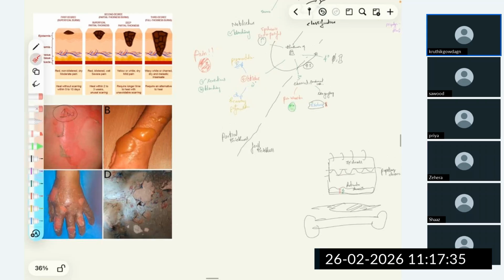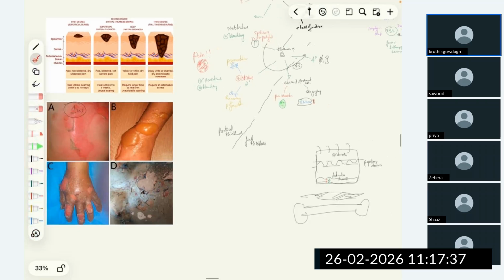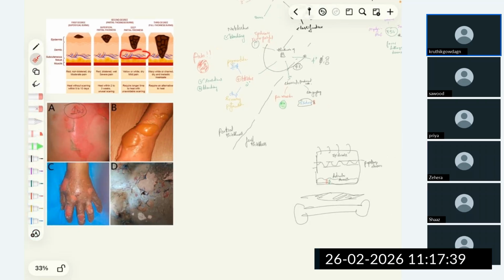Also, in second degree burns, since the neuronal structures and vascular structures are not involved, the pain will be very severe and the patient will cry with pain. Sensations are intact, and blanching is not present as in first degree. This is about second degree.